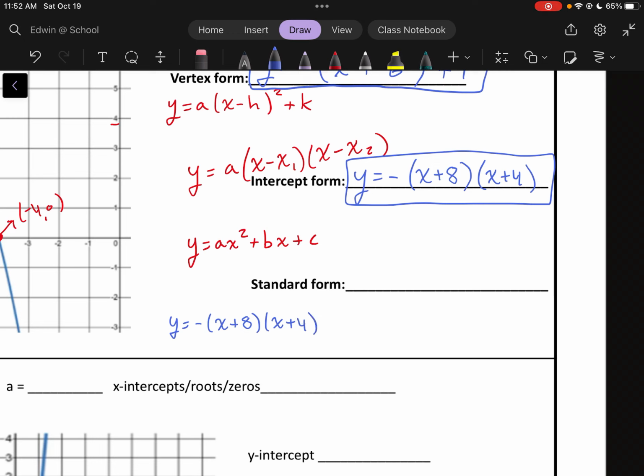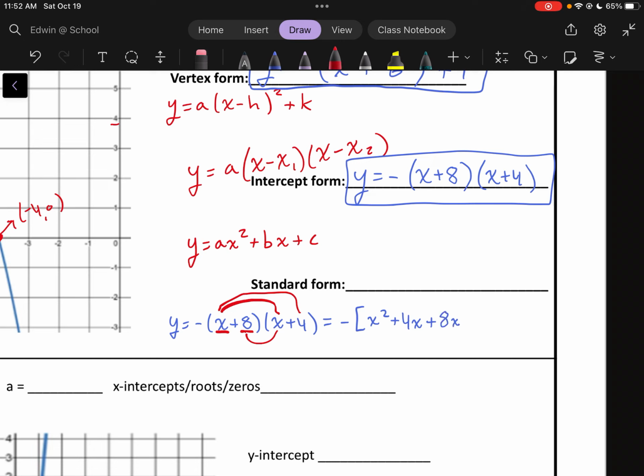The way we FOIL is we get this first x. That means this x is going to be times this first x, which is just going to be x squared. And that x is going to be times that 4 in the back, so it's going to be plus 4x. Next, we're going to move on to this inner layer. So 8 times x right here is going to be positive 8x.